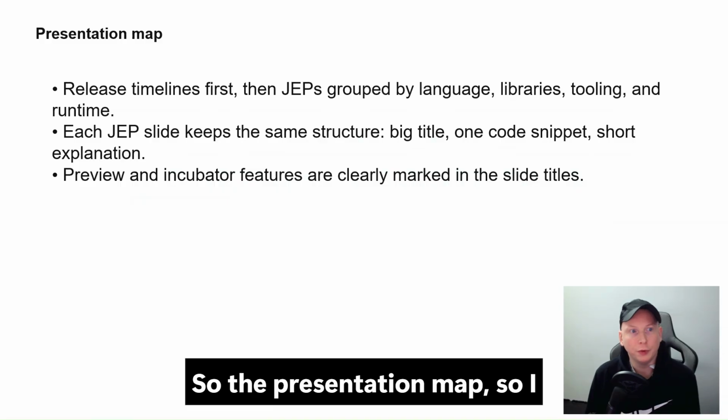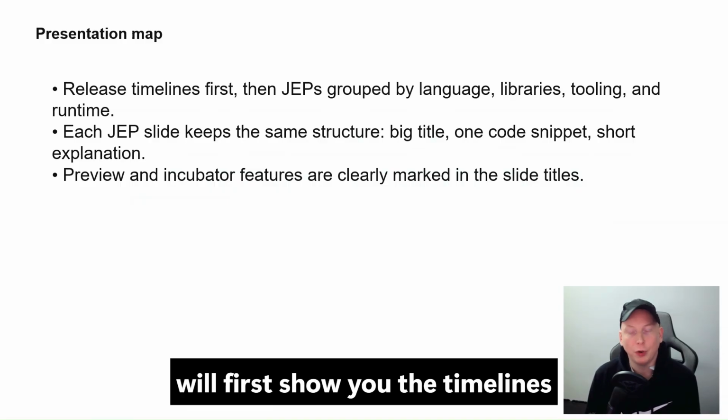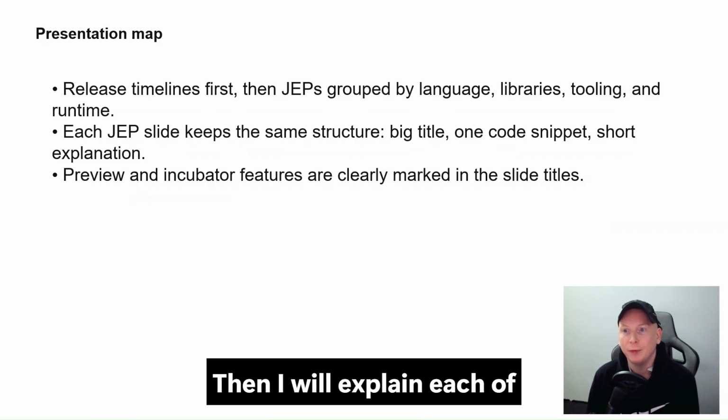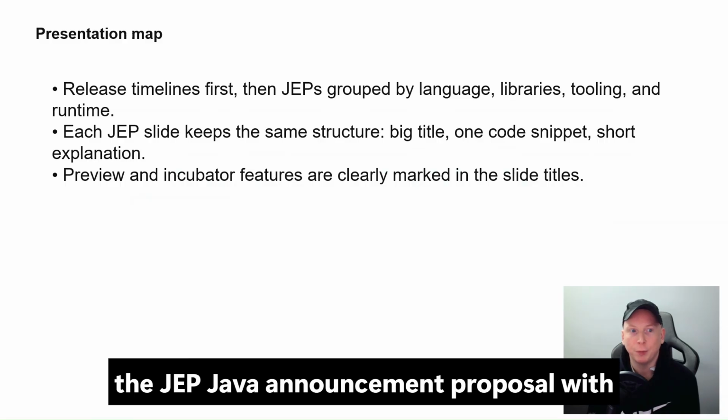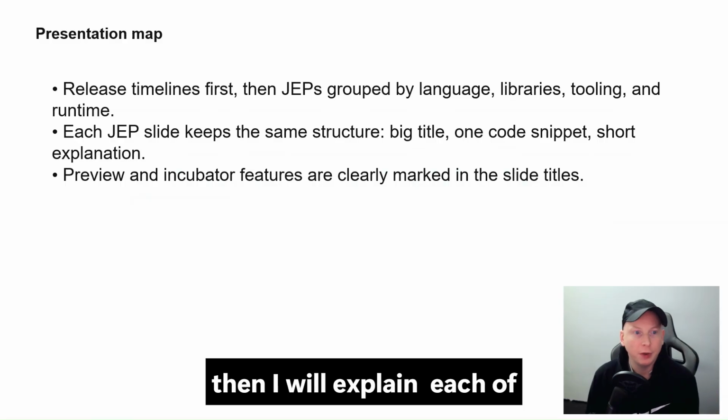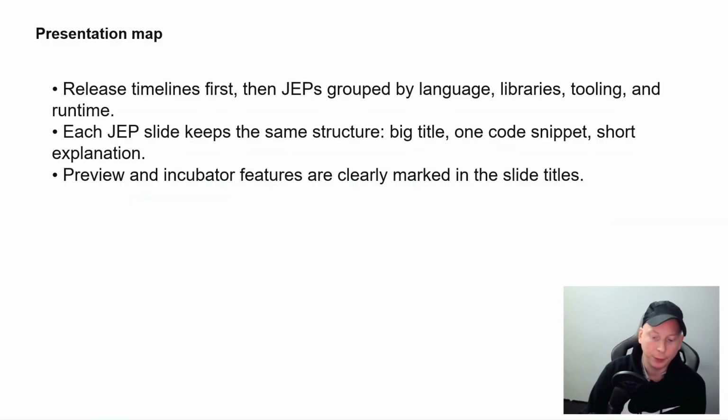So the presentation map. I will first show you the timelines of Java 26 and Java 27. Then I will explain each of the JEPs, Java Enhancement Proposals, dispatched in 4 categories. And then I will explain each of them.